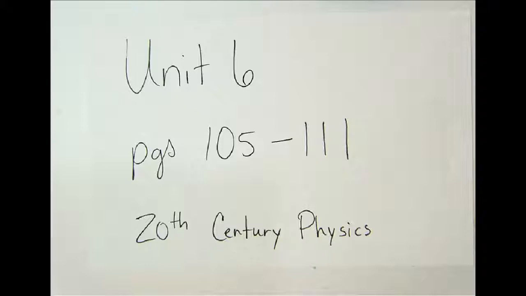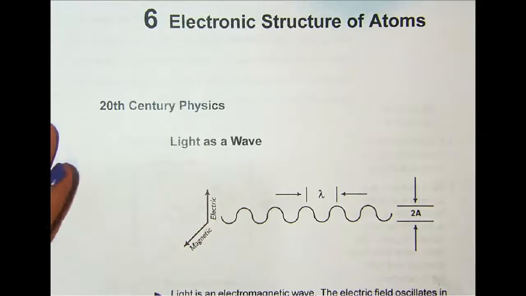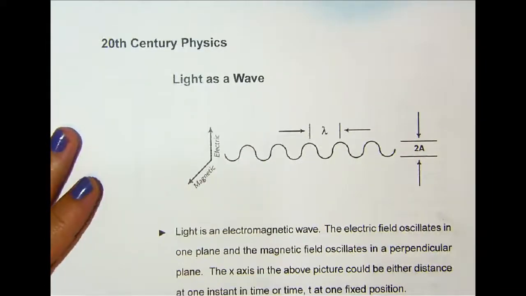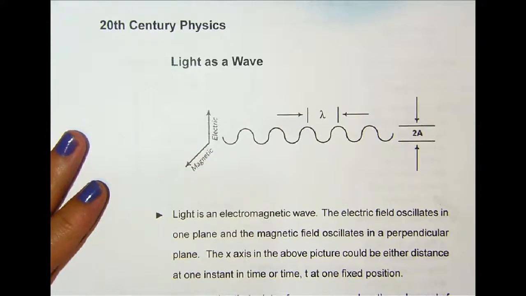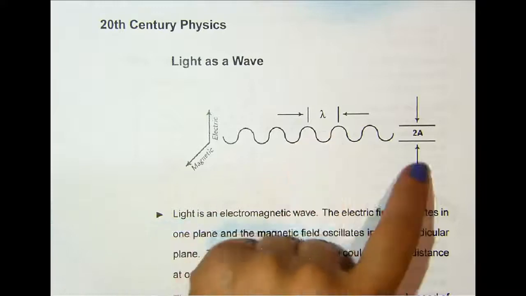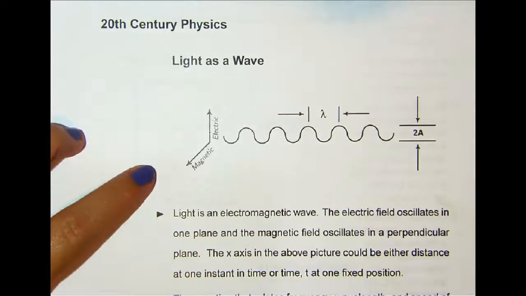Unit 6, pages 105 to 111, 20th century physics. Electronic structure of atoms. 20th century physics is going to look at two things. One, that light as a wave travels with a wavelength and an amplitude and a frequency.